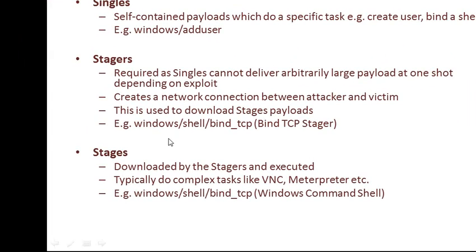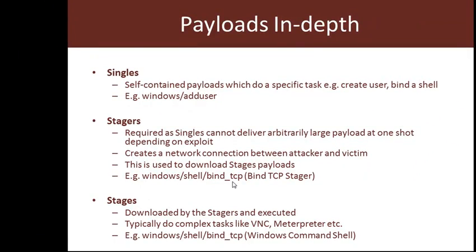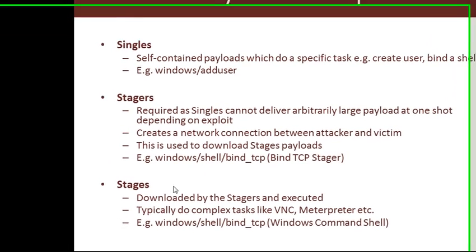So as an example, Windows/shell/bind_tcp is a bind TCP stager. What this does is go ahead and create a TCP port which is bound to a specific port. Sorry, a TCP service which is bound to a specific port, right? And over this, it actually gets the shell stage.